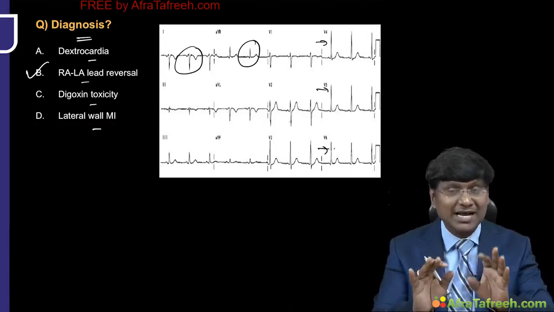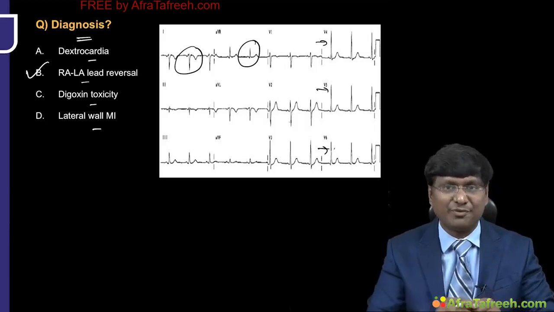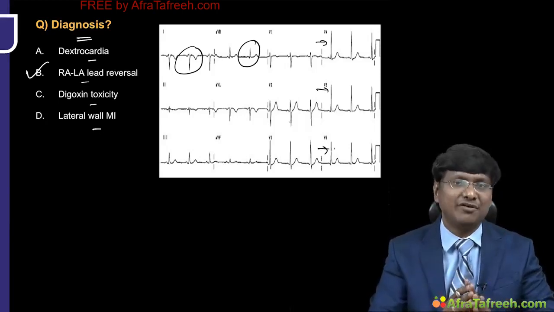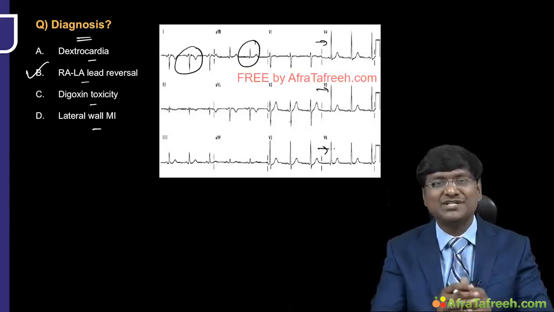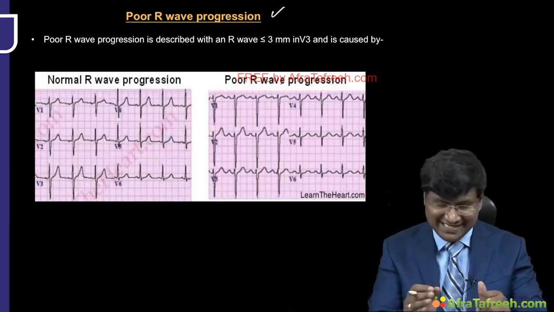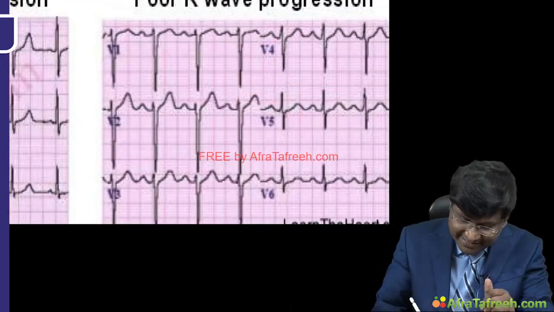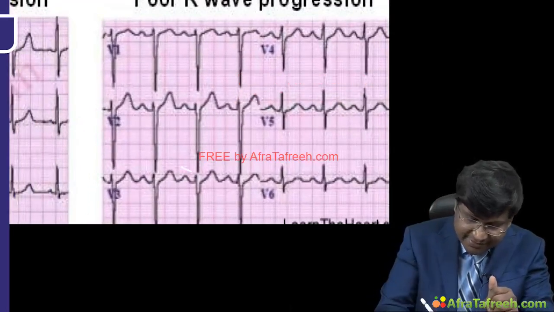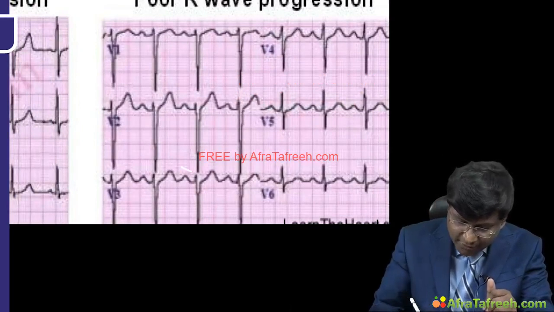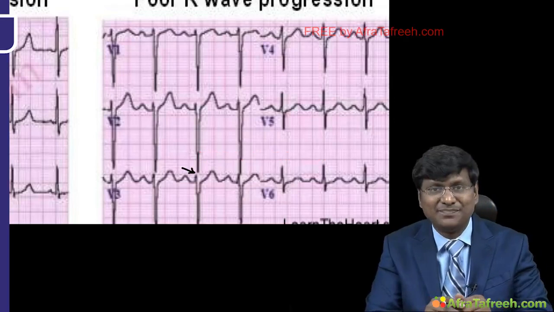Next, now the last important abnormality we will be discussing regarding the R wave is poor R wave progression. What is the criteria for poor R wave progression and what are the conditions where you will have poor R wave progression? We will discuss that now. So if you take this ECG and closely observe, you can see that in lead V3 the R wave is small, right? In lead V3 the R wave is small.